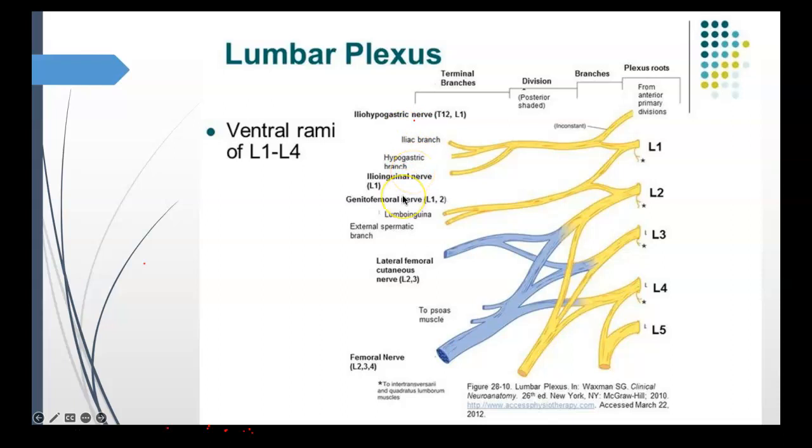Then it's going to branch into the common peroneal, which will go down and supply the lateral compartment, or the deep peroneal nerve, which will supply the anterior compartment, right? Which will house the extensors and peroneus tertius. We can also see that it then will branch into the tibial nerve, right? And that tibial nerve will supply the superficial posterior and deep posterior compartments.